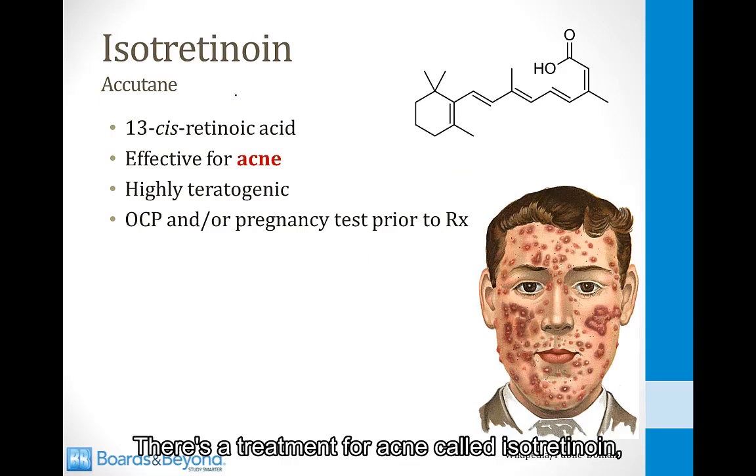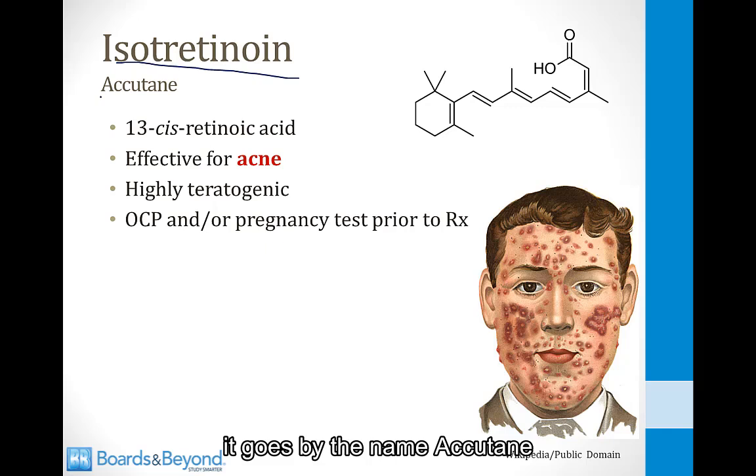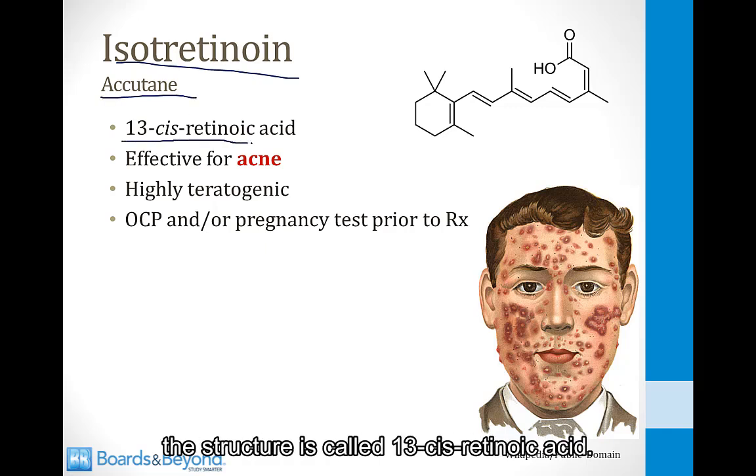There is a treatment for acne called isotretinoin. It goes by the name Accutane, and this is a derivative of vitamin A. The structure is called 13-cis-retinoic acid.